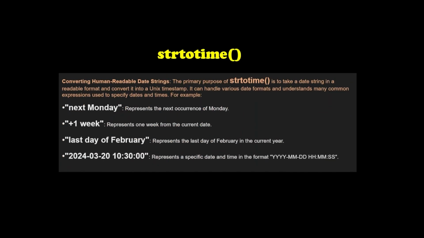Next, we will talk about the strtotime function. The primary purpose of strtotime is to take a date string in a readable format and convert it into a Unix timestamp. It can handle various date formats and understands many common expressions used to specify dates and times. For example, "next Monday" represents the next occurrence of Monday. "Plus 1 week" represents 1 week from the current date. "Last day of February" represents the last day of February in the current year. "2024-03-10 10:30" represents a specific date and time in the format YYYY-MM-DD.